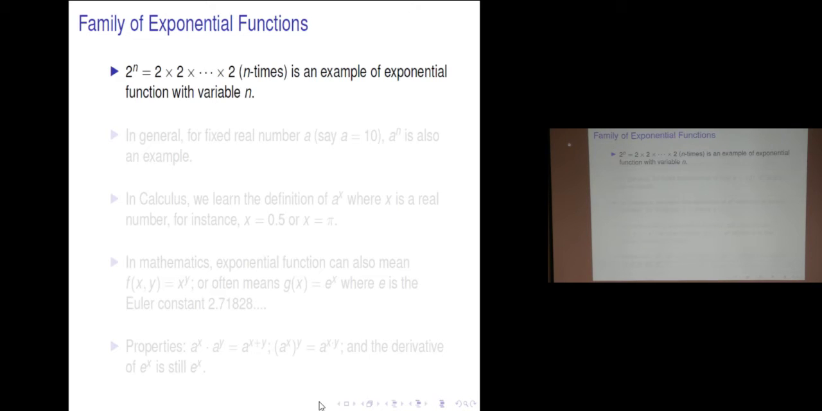So we start from the case where the power is an integer. Let's define 2 to the n as you multiply 2 n times, right? So this is an example of an exponential function where the argument, the variable, is n. So f of n is 2 to the n. When you change n, you change the number of copies of 2. Okay, so this is an example of an exponential function as a function of natural numbers.